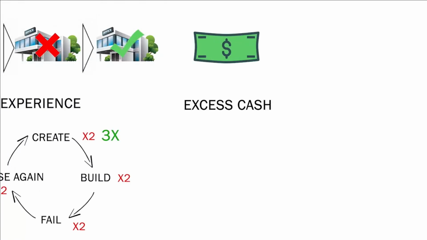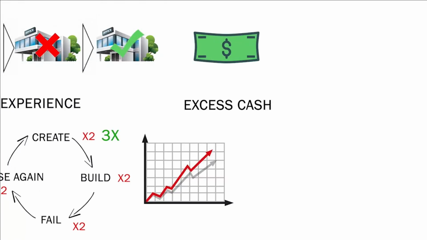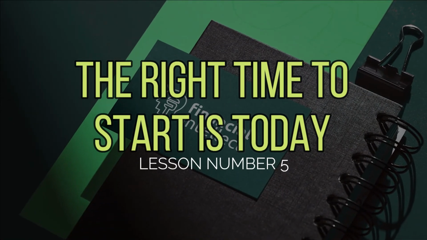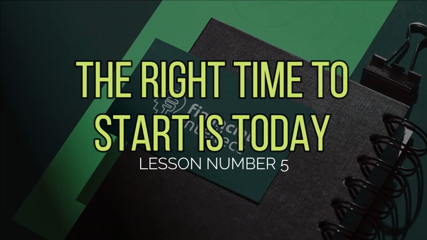Lastly, you need excess cash. Now, you don't have to worry that much if you don't have this. Robert's rich dad believes that this will eventually come if you will have the education and experience first. But if you want to speed up your wealth building, then excess cash can help you acquire more assets and investments. Lesson number 5. The right time to start is today.